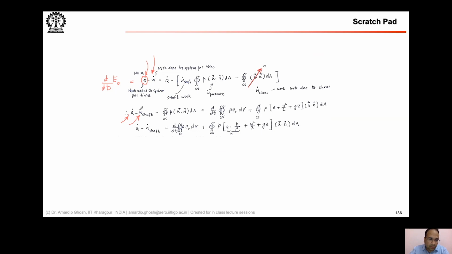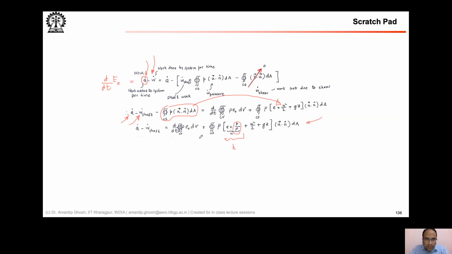So shaft work, again, think of this as your turbine or your compressor. Then you have the pressure work. In this case, you move the pressure work into this integral, and that gives you this thing. This whole thing is known as H. Now, let us look at one or two interesting applications of this equation. So this is the energy equation in the integral form.